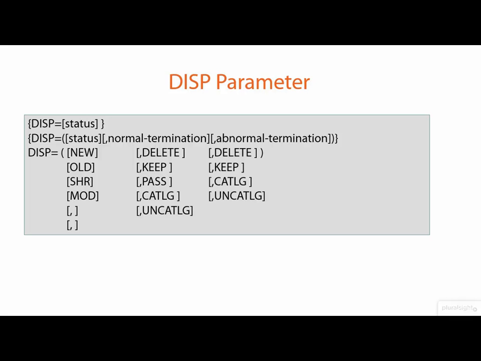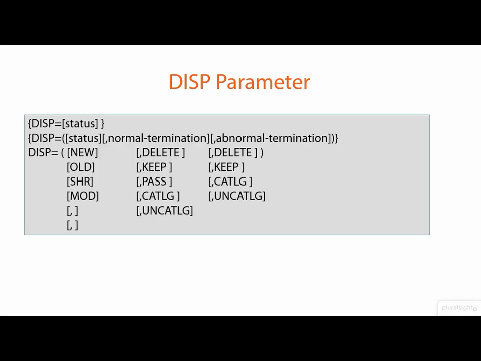And the status in this case of a disposition old, for example, or a disposition share, or a disposition mod, indicates that the data set already exists. It is not being defined. And as a result, we are referencing it as either an existing old data set, we are sharing it for read, or we are using a disposition mod which wants us to append data at the end of the existing data set. When we say disposition new, then we are creating a new data set, and then we will have other parameters that are required to specify space, device, and data set characteristics.